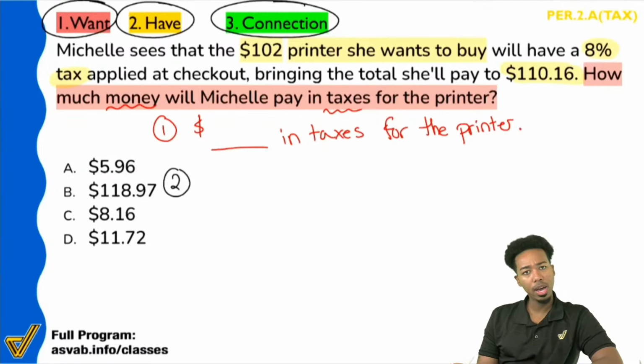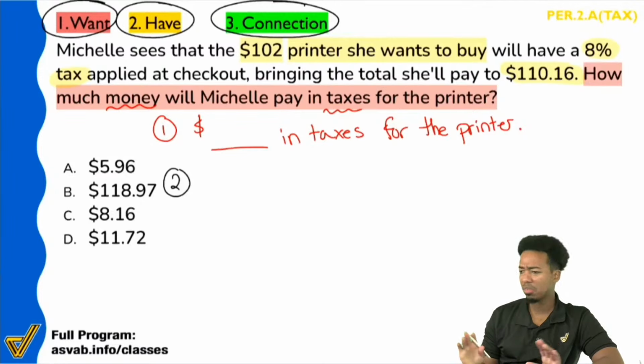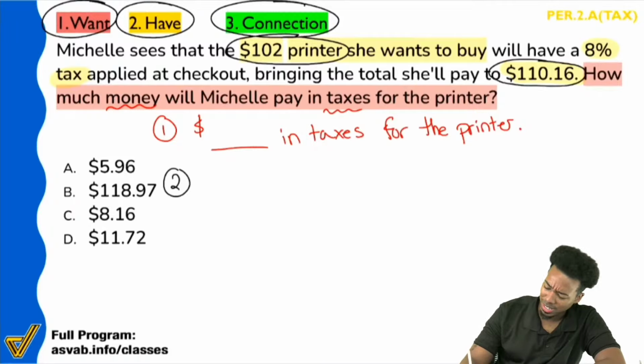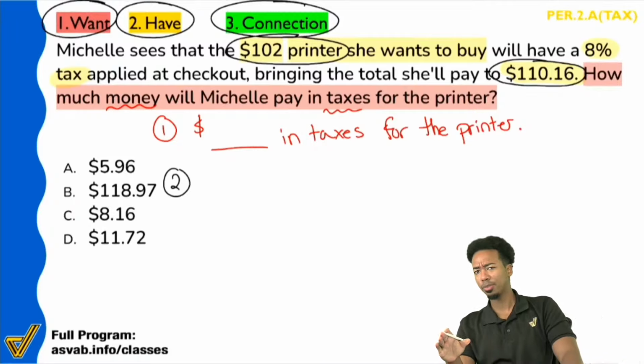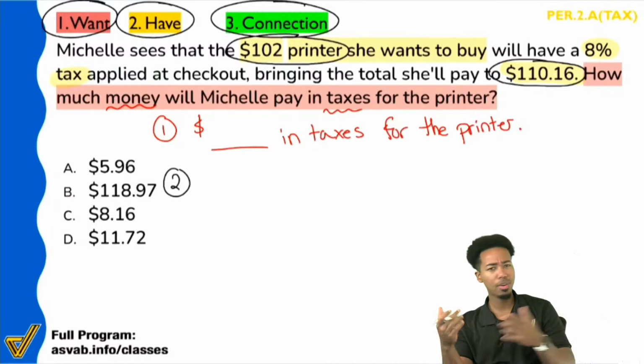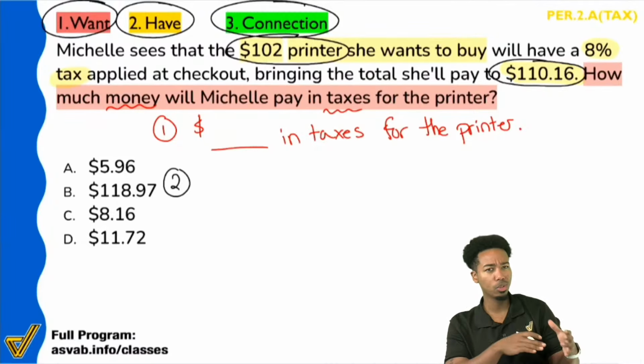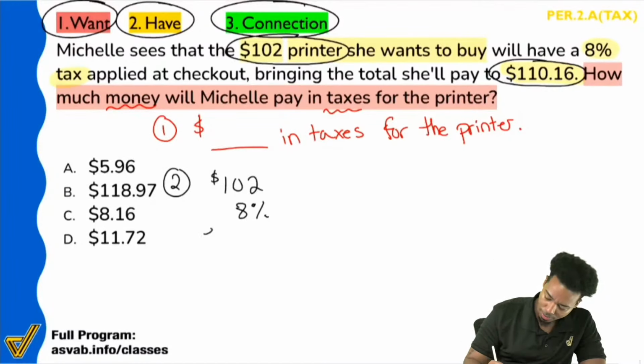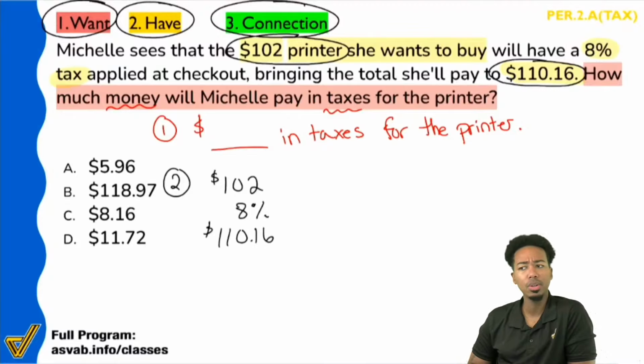So let's go ahead here. Let's write that information down nice and slow here. Number 1, it says that it's a $102 printer. But we also see another price right here, $110.16. So let's just break that down for a second because we have 2 different dollar amounts and we have a percentage. Let's make sure we write down what those things mean. So let me write down the $102 right here. We have the 8% and we also have the 110.16. Let's write those 3 things down and let's break it down.